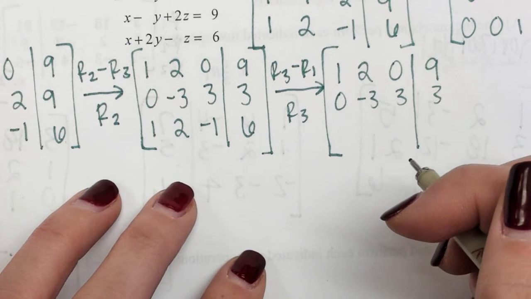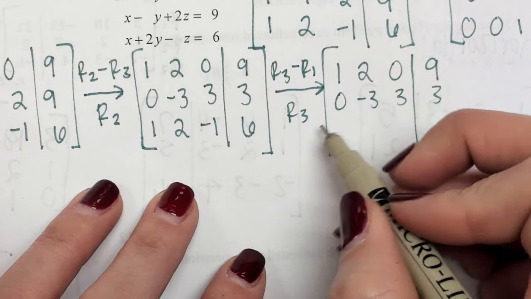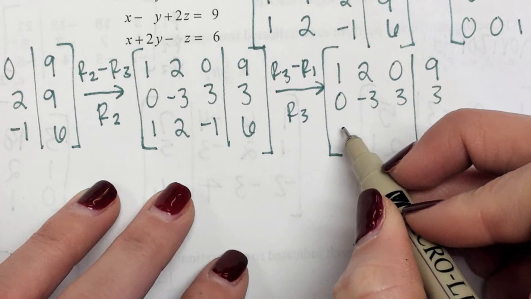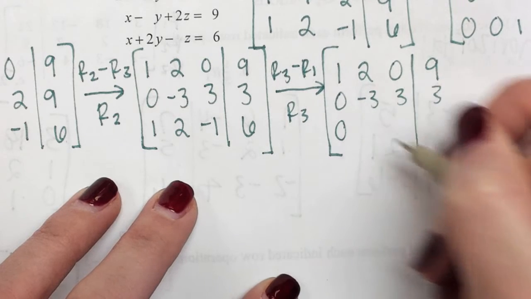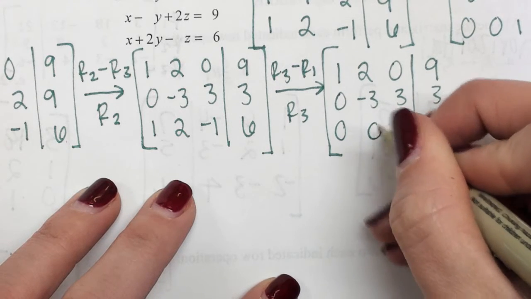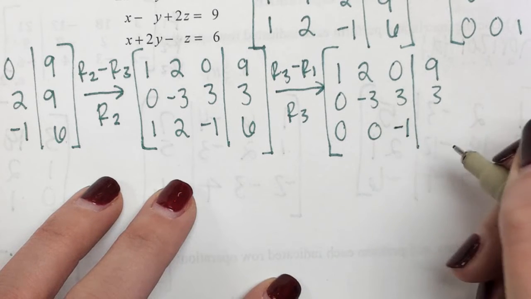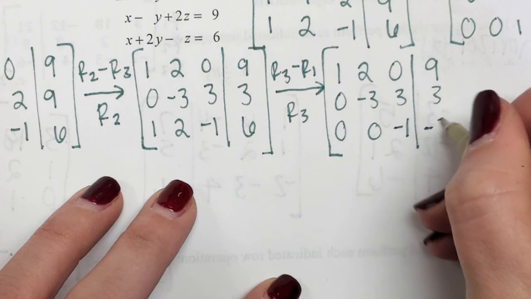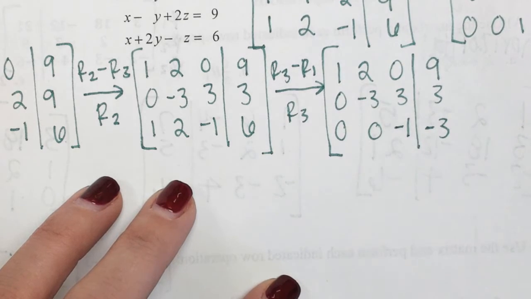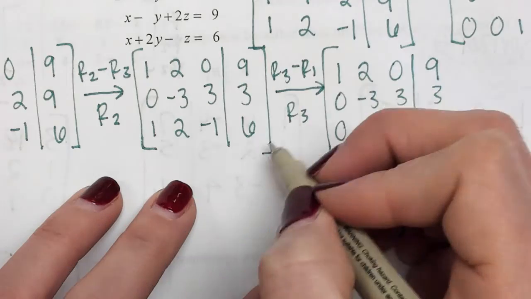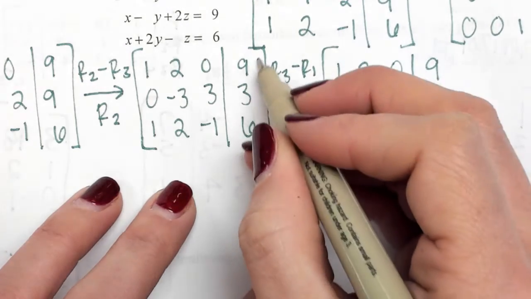Alright, and I'll just let y'all tell me what goes in what spot whenever you're ready. 0. 0. Next one. Negative 1. Good. Go ahead. Perfect. Everybody good so far? Right here. 6 minus 9. Row 3, which is 6 minus 9.